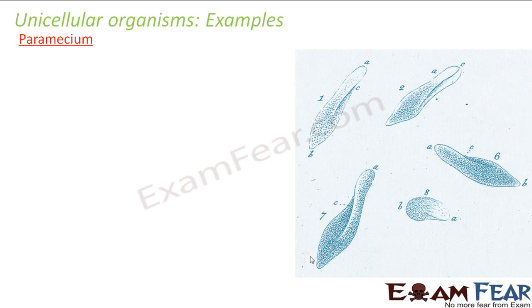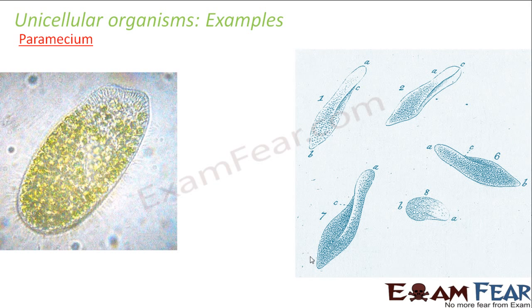The next example is a paramecium. What is a paramecium? It is again a kind of protozoa. These are ciliate protozoa. What is ciliate protozoa? That means protozoa family with cilia. Cilia means these structures. If you see, there are small hair-like structures. These hair-like structures are known as cilia. Since these kinds of protozoa have cilia over their bodies, they are known as ciliate protozoa. So paramecium falls under the category of ciliate protozoa.